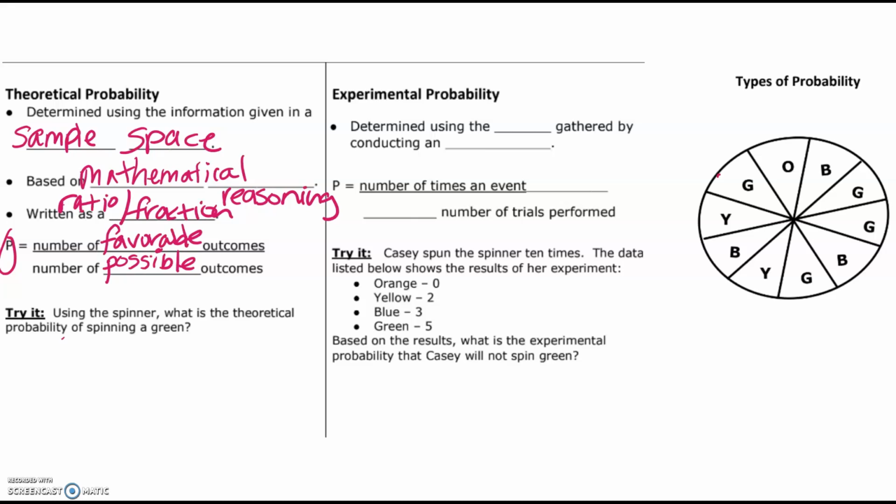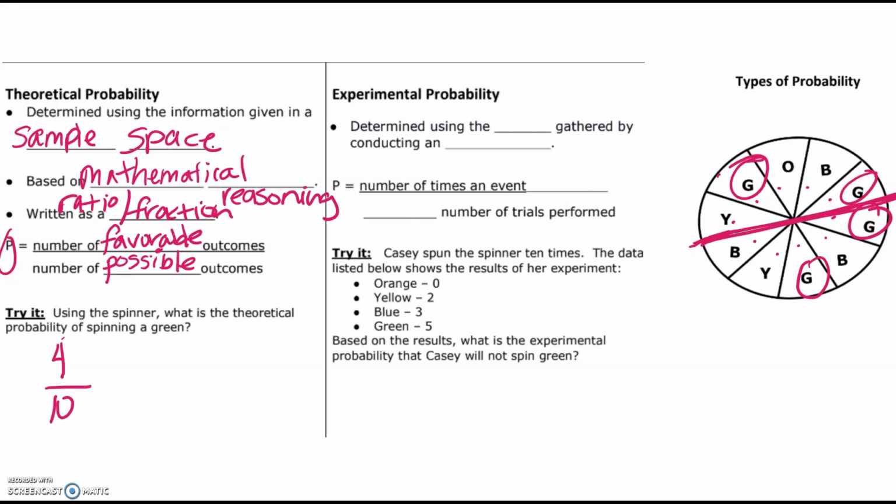So let's try it. It says, using the spinner, what is the theoretical probability of spinning a green? Well, the spinner is all the way to the right over here, and they're asking about green specifically. So let's see what we've got. We have this green, 1, 2, 3, and 4. So we have 4 greens. So we know that the favorable outcome is going to be 4 for green over the total possible, which I always cut my spinner in half to help me kind of count them and stay on track. So I have 1, 2, 3, 4, 5, 6, 7, 8, 9, 10. So 4 out of 10.